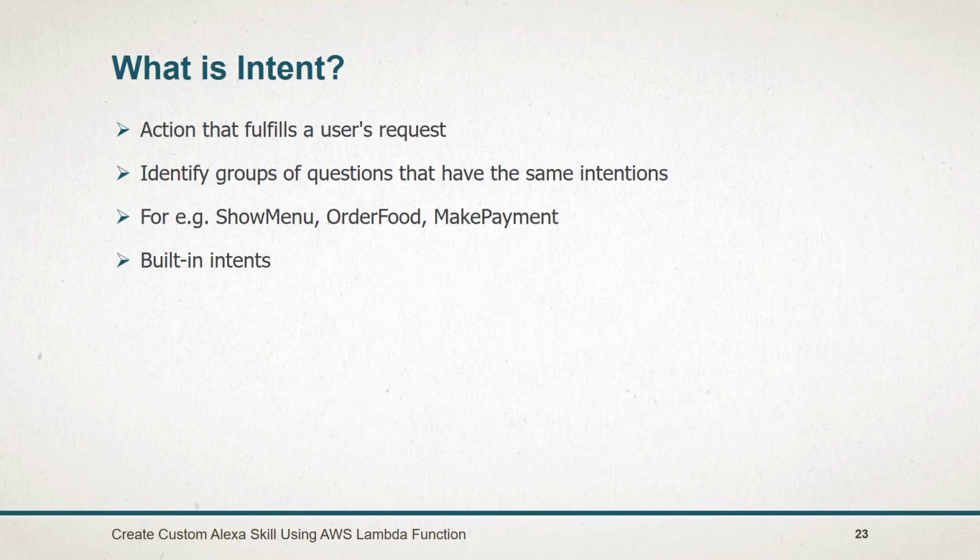An intent represents an action that fulfills the user's spoken request. Intents are used to identify groups of questions or commands that have the same intention. For example, if you are creating a skill for online food ordering, then show menu, order food, make payment will be intent for the skill.